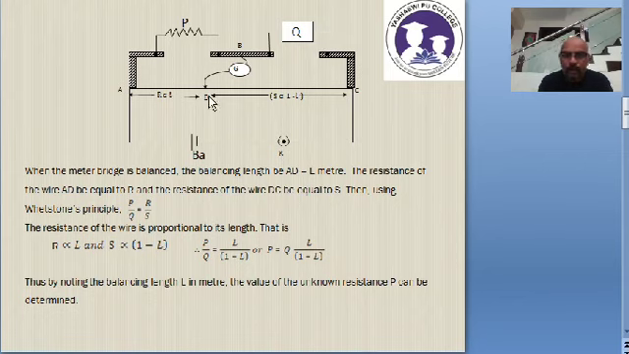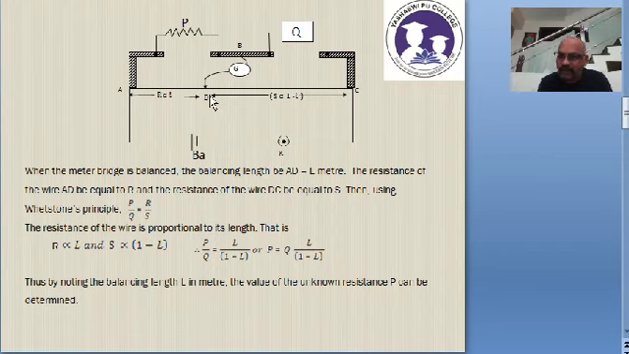Then you move the other point connected to the galvanometer, which is known as the sliding contact. Move it from the end A, start moving towards the end C. At some point here, say D, you get a zero deflection. What do you mean by zero deflection?